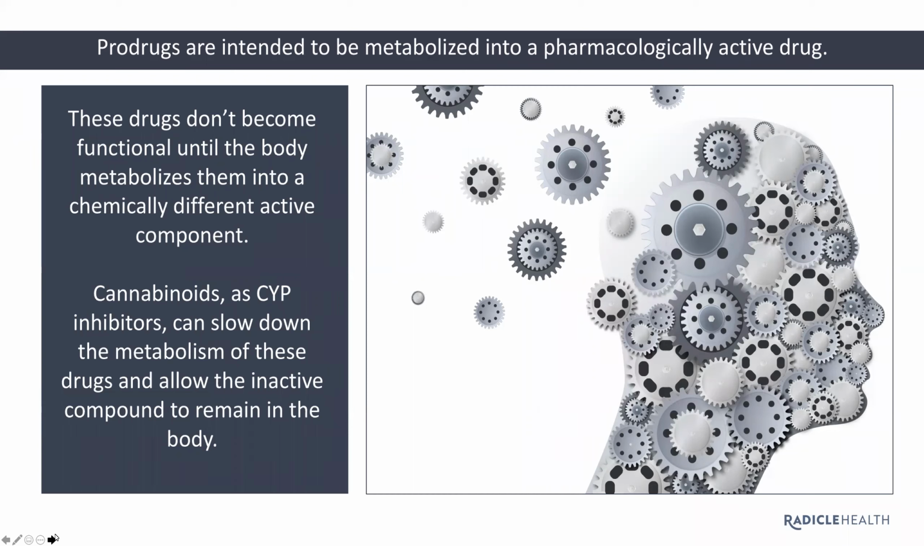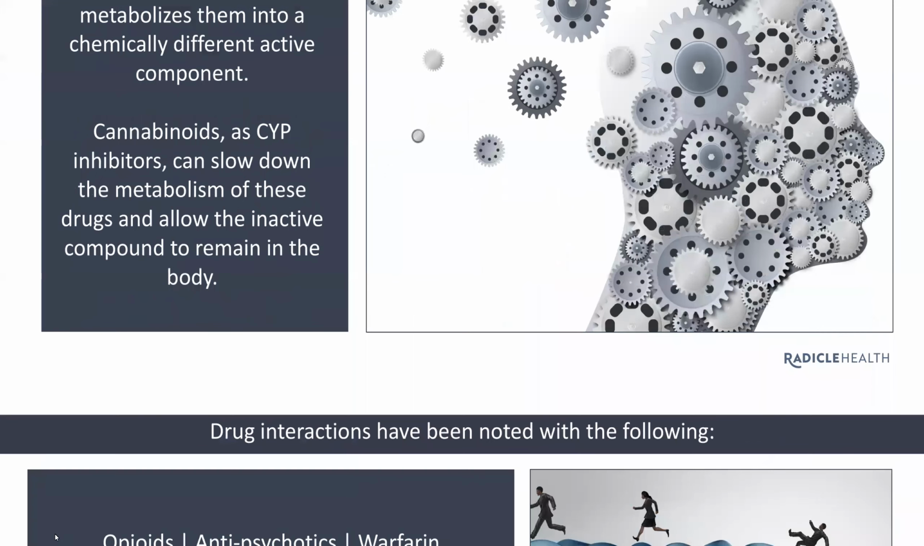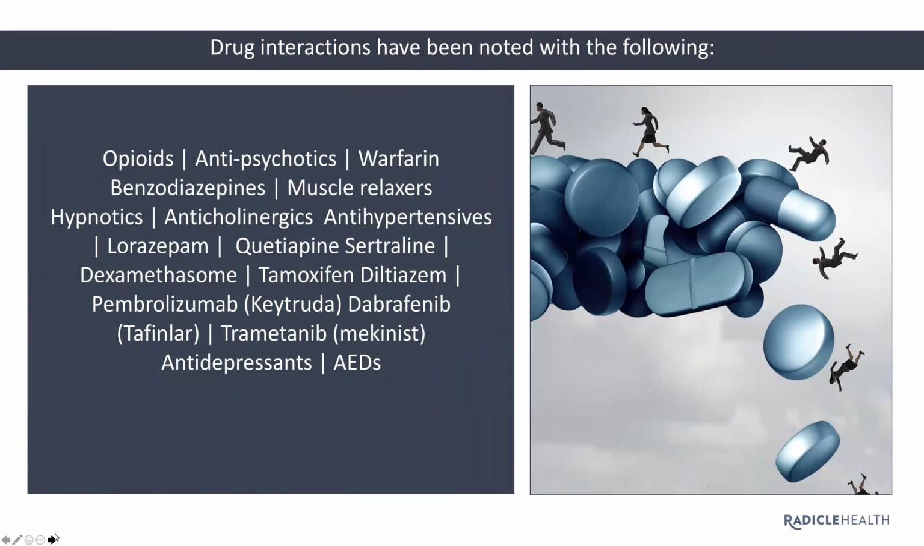So cannabinoids, CYP inhibitors, can slow down the metabolism of these drugs and allow the inactive compound to remain in the body. And this is definitely where tamoxifen has become a debate for women who use that drug post-treatment for breast cancer. We want to make sure that nothing is inhibiting the ability of tamoxifen to metabolize into that different active component. These are interactions that I have noted in my practice, and some of these interactions are positive and some are not so positive.